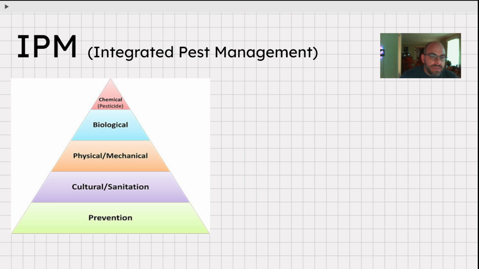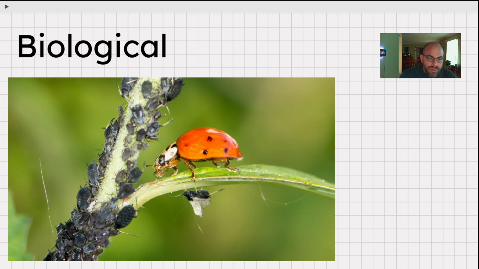Let's look at this idea. Integrated Pest Management, or IPM, is a strategy that uses a combination of methods to control pests while minimizing environmental harm. You can see at the top of this pyramid is chemical pesticides. And there are other things that build this pyramid up: prevention, cultural, sanitation, all of these sorts of things. So let's look at some of these, shall we?